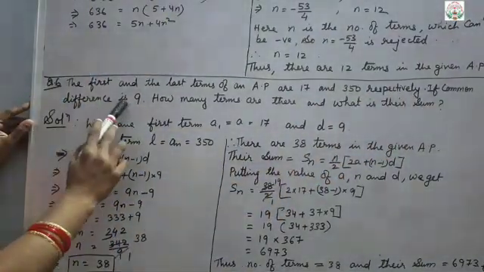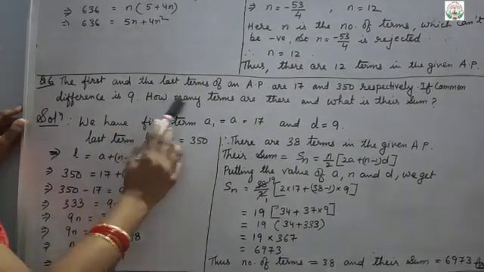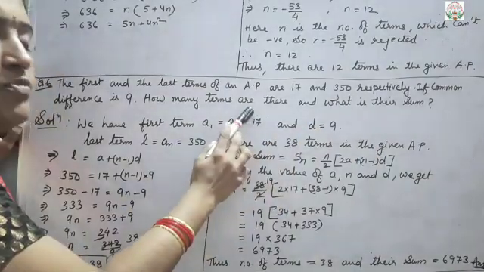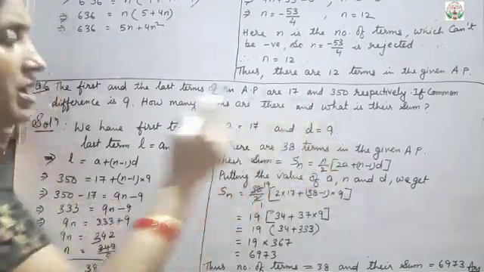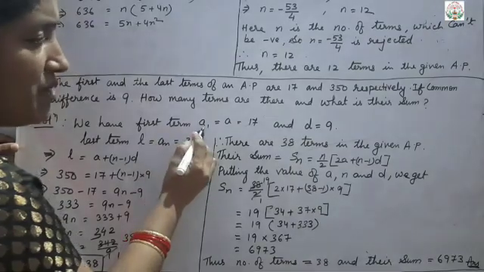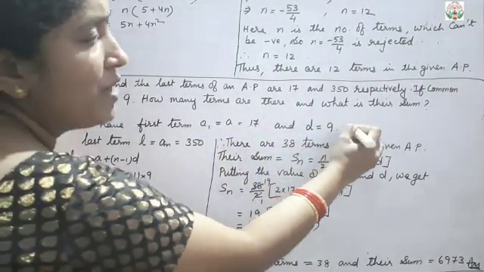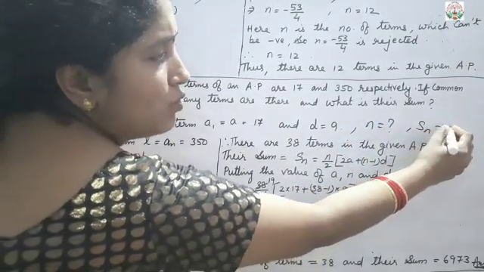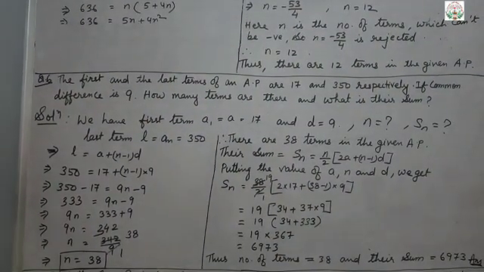If the common difference is 9, means D equals to 9, how many terms are there and what is their sum? Means we have to find n and we have to find Sn. Here the first term A is given as 17 and the common difference is 9. We have to find n equals to question mark, and Sn also we have to find. Clear children? Now see the solution.